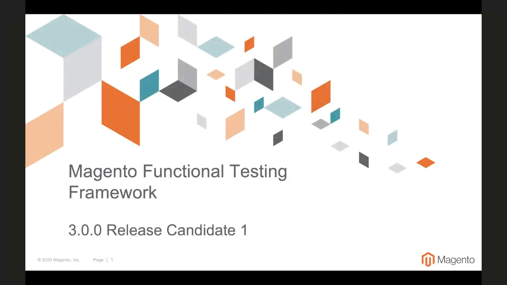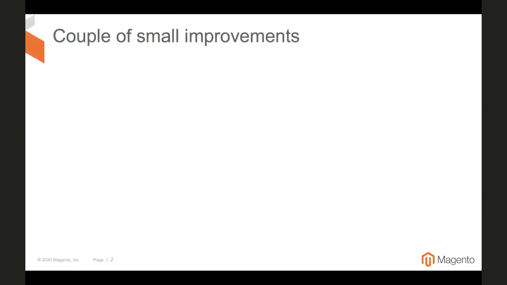So we'll start off with the 3.0.0 release candidate 1 demo for MFTF. This is our first release candidate for the major release. So starting off with some small improvements or BIC changes that we've done for 3.0.0.